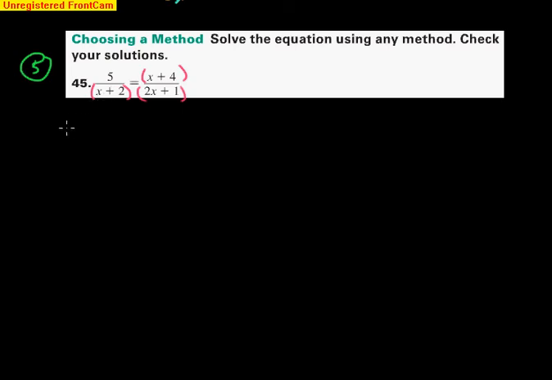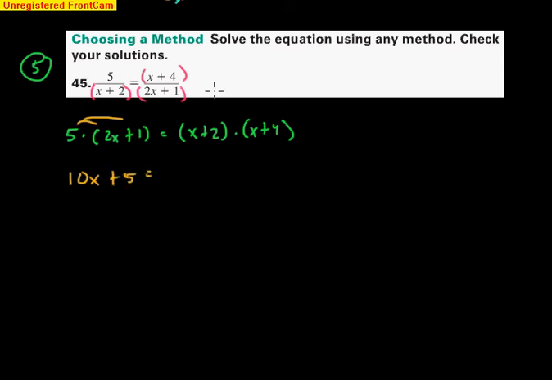So, I'm going to take the 5 and multiply it with the 2x plus 1. And that'll equal the x plus 2 multiplied with the x plus 4. Now on the left side, I will just go ahead and distribute the 5 to the 2x and the 1. So that becomes a 10x plus 5. On the right side, we must FOIL.